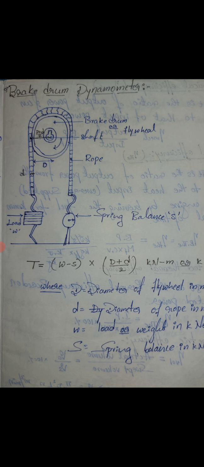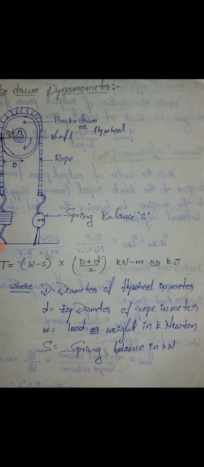We divide by 2 because the distance is measured exactly up to the center point of the crankshaft, that is, force into perpendicular distance. Force is measured in newtons, and perpendicular distance is measured in meters. So newton meters is nothing but the torque, and when you convert into kilonewtons, it becomes kilonewton meters or kilojoules, we can say.